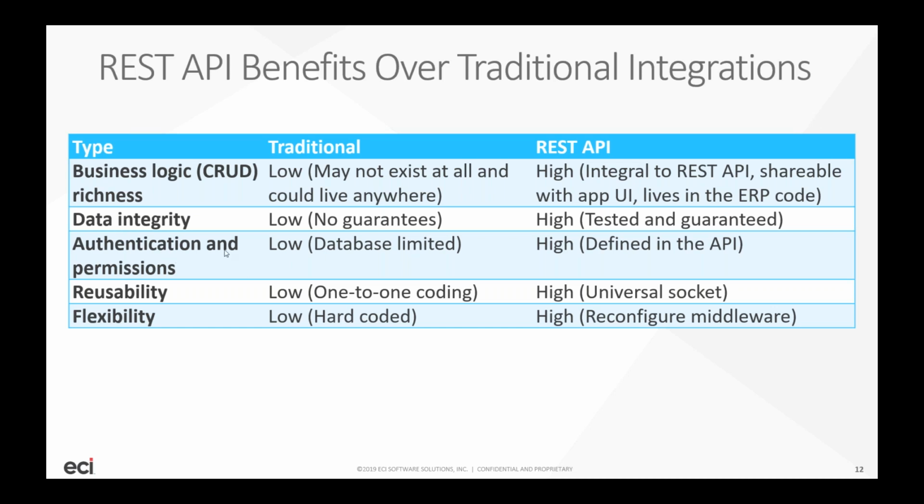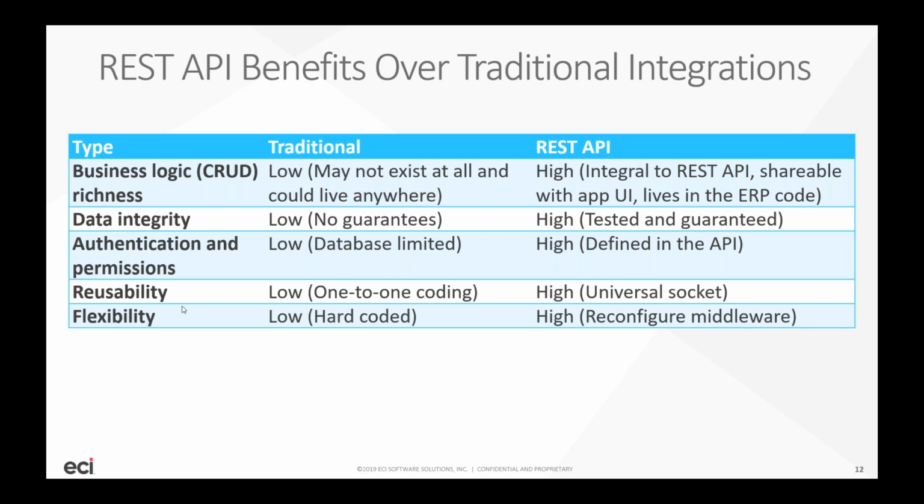Authentication and permissions. In the case of traditional integrations, they're typically limited by the database, and so you have a very low fidelity, very low resolution on what those limitations may be, whereas with a REST API, typically in between the authentication and the business logic, you have a very high level of definition on what users are allowed to do.